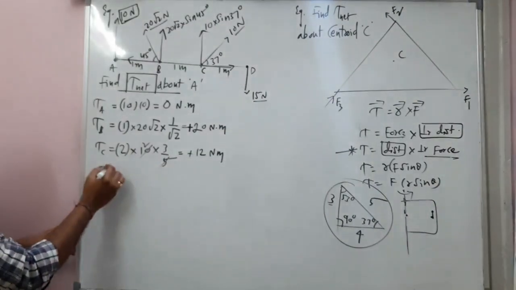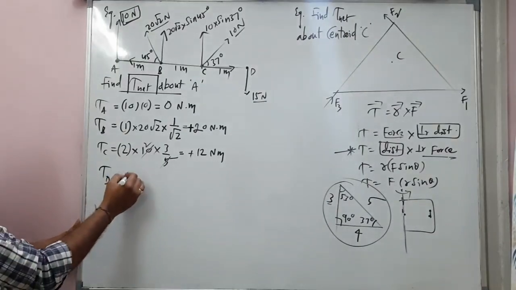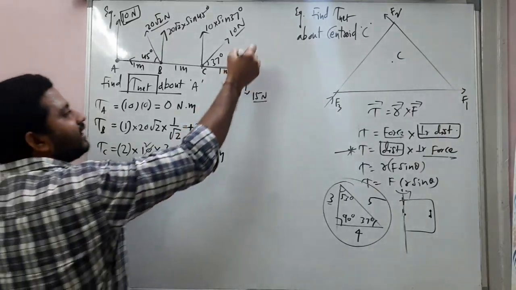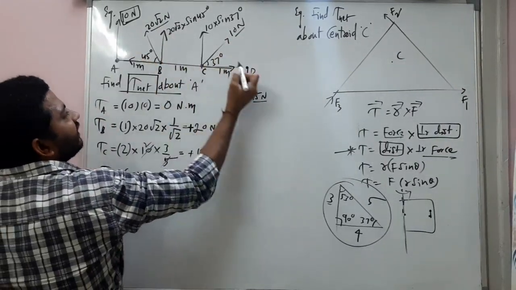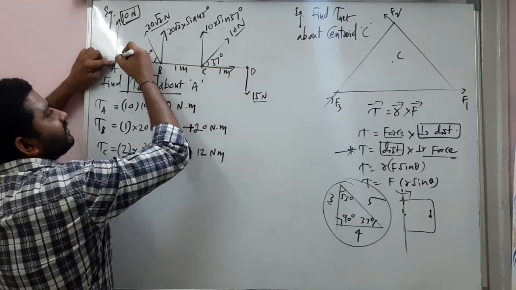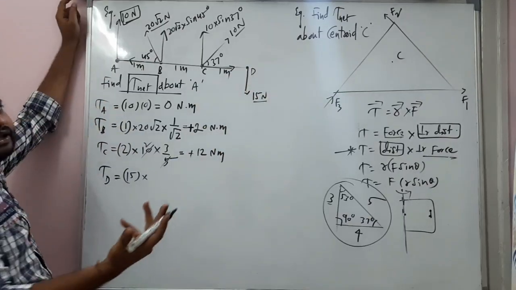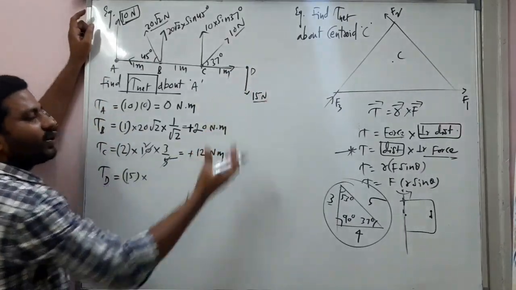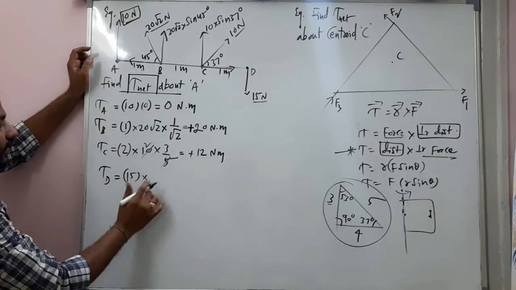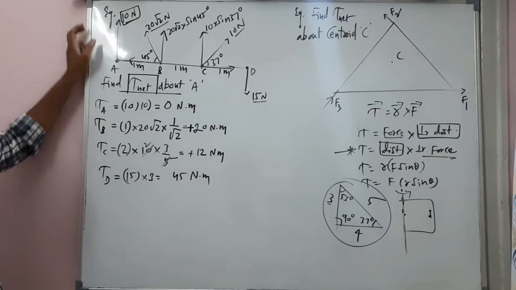Now the last, torque at point D, which is equal to force 15 into perpendicular distance. Yes, the force is 15 newtons and this distance is perpendicular from the axis of rotation. The distance is 3 meters and the force is 15 newtons. Both are perpendicular, no need to resolve this vector once again. It's 15 into 3, which is 45 Newton meter, my dear students.